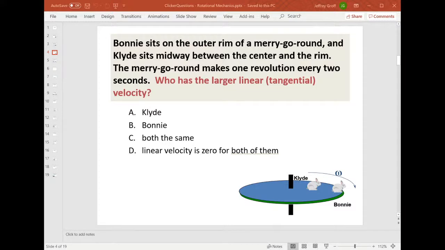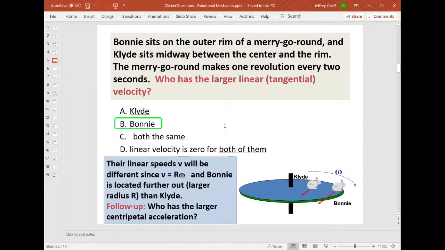All right, you guys love B. Which is the correct answer. So linear speeds are not the same as angular speeds. The linear speed is actually a product of radius. So Clyde would have about half the linear speed as Bonnie because his R is only about half as much.